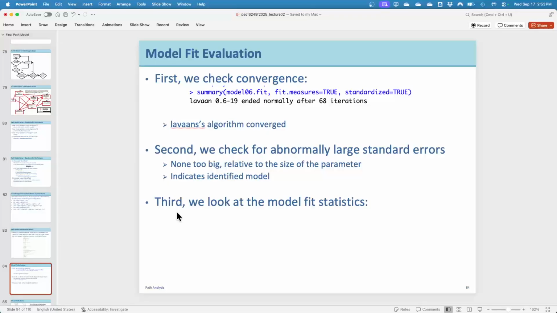That's where I need to open up the bottle, here it comes. Oh, it's good. It's because I already did some damage to it. All right. It worked. So now we have to check for some abnormally large standard errors.